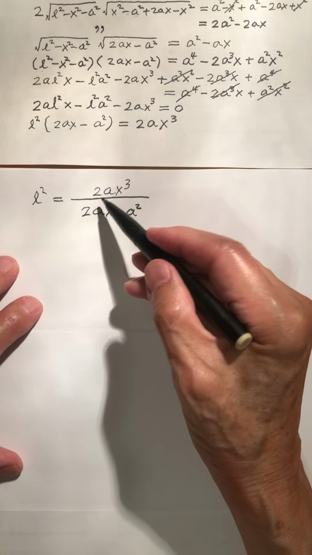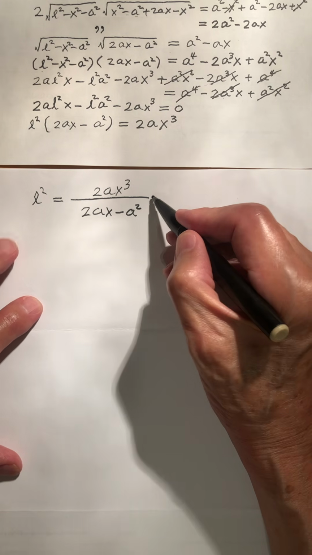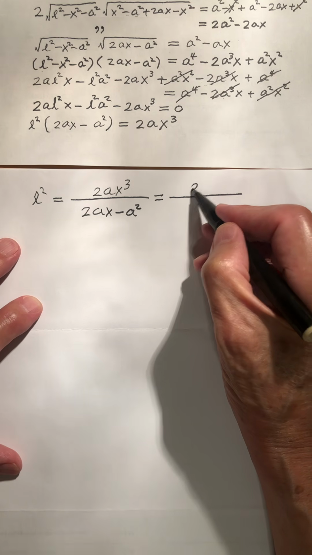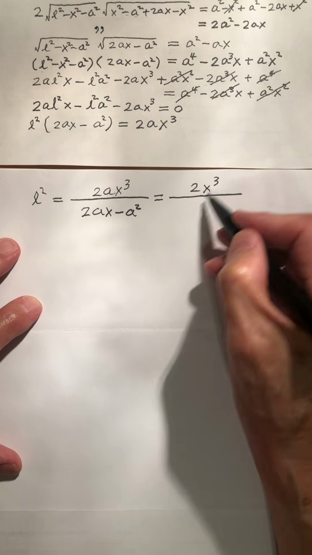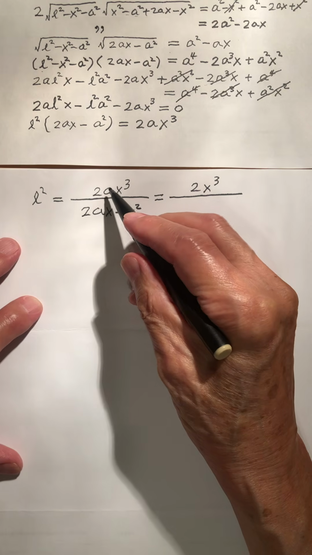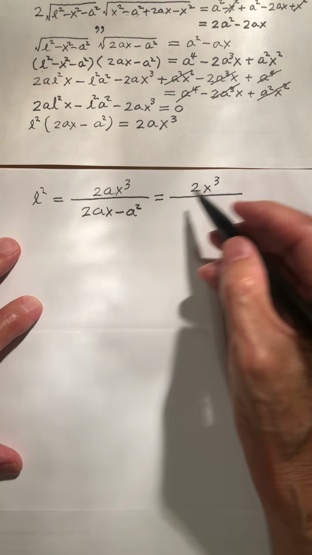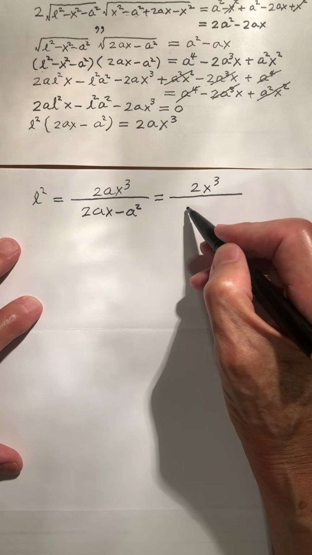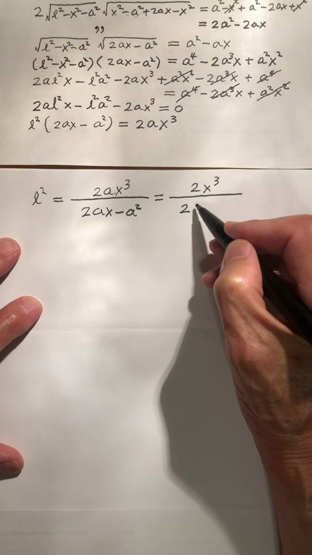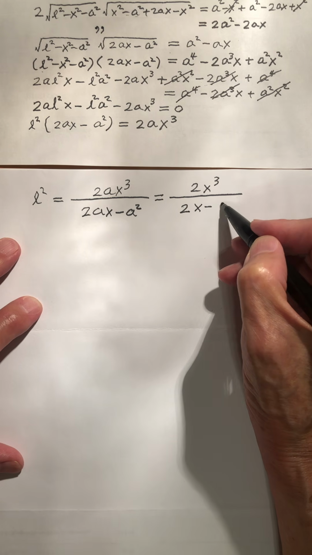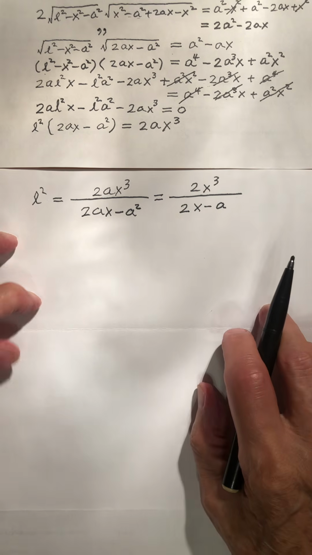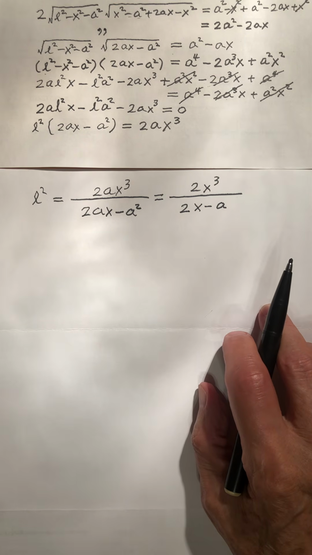I noticed I have a here, a here, a here, so I can factor the a at the bottom. When I factor the a at the bottom, the a at the top and a at the bottom can cancel, so I don't need to write a anymore. So at the bottom, after I factor out a and cancel a, I have 2x minus a. So this is what I have. Now I cannot simplify any further.